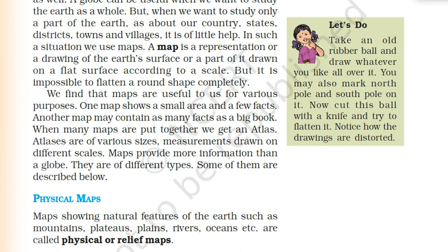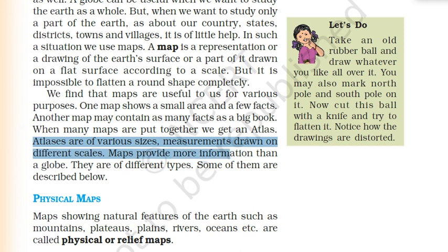A map is a representation or a drawing of the Earth's surface or a part of it drawn on a flat surface according to a scale. But it is impossible to flatten a round shape completely. We find that maps are useful to us for various purposes. One map shows a small area and a few facts. Another map may contain as many facts as a big book. When many maps are put together, we get an atlas. Atlases are of various sizes, with measurements drawn on different scales.